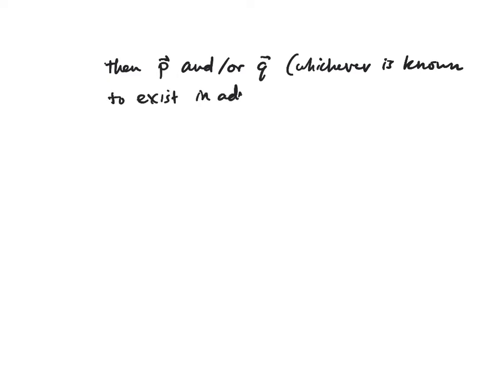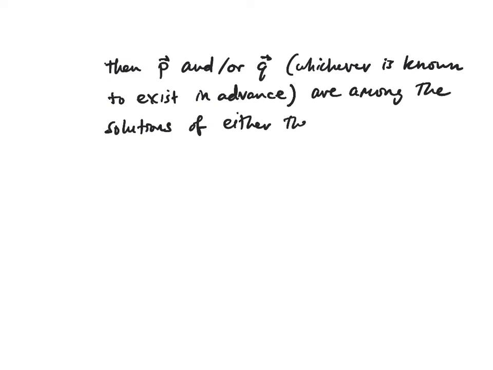sort of in advance. And what I mean by that is you have to know that there is a maximum point from some other source. You have to sort of know from some independent source, like the extreme value theorem, that the maximum exists. Provided that you know that, then those points are among the solutions of either the Lagrange system.